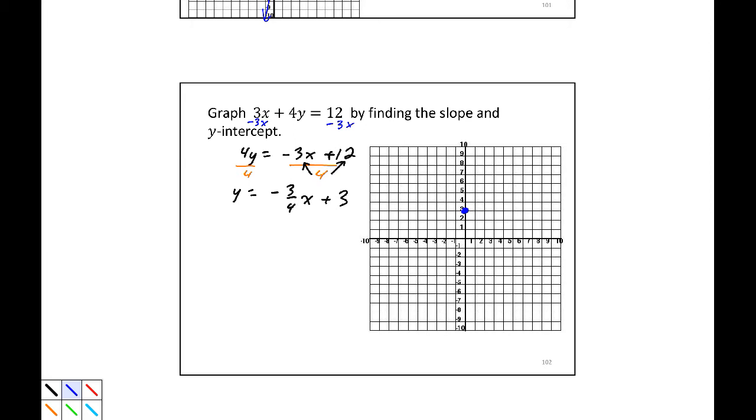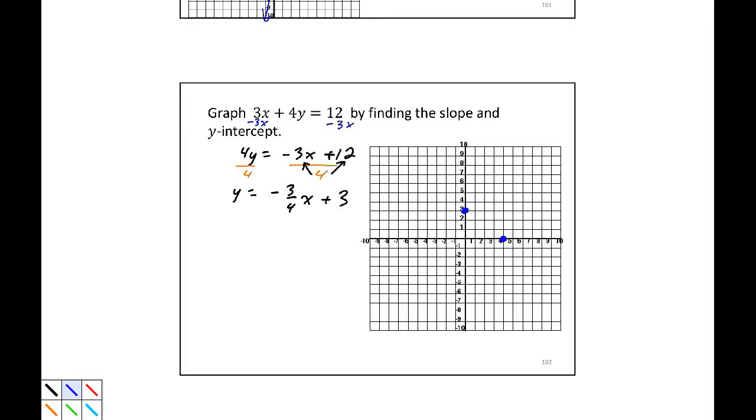Now I have a negative slope, which means my line is going to fall to the right. So my rise is negative 3. I'm going to go down 3, 1, 2, 3, and to the right 4, 1, 2, 3, 4. So I'm at the point (4, 0). Now all I need is 2 points to graph this, but I can always add more points.